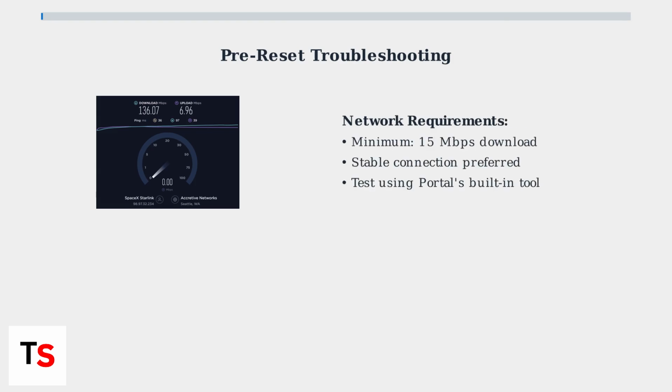more comprehensive solutions. Before performing any reset on your PlayStation Portal, there are several troubleshooting steps you should try first. These preliminary checks can often resolve issues without needing a full reset. First, check your network connection. The PlayStation Portal requires a minimum of 15 megabits per second for optimal performance. Use the built-in network test to verify your connection speed.